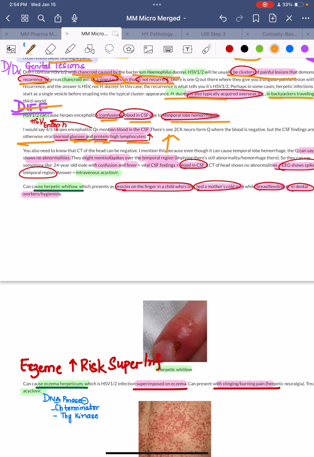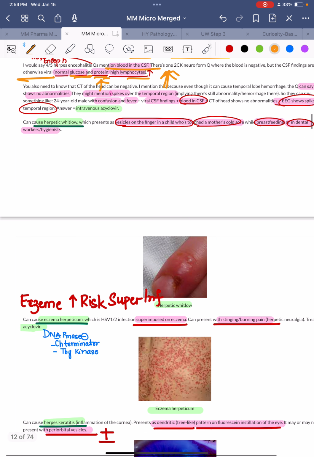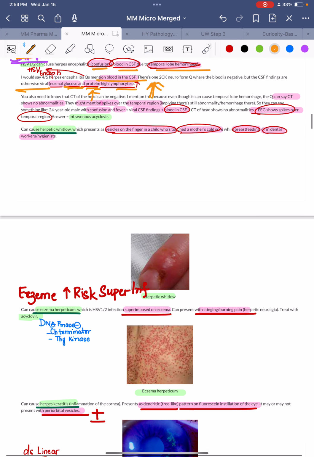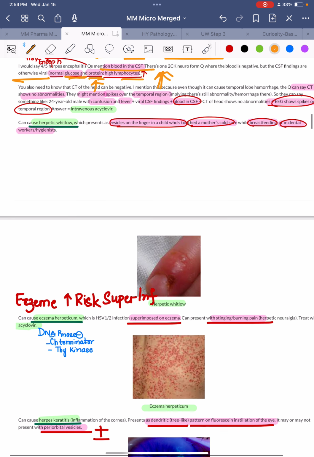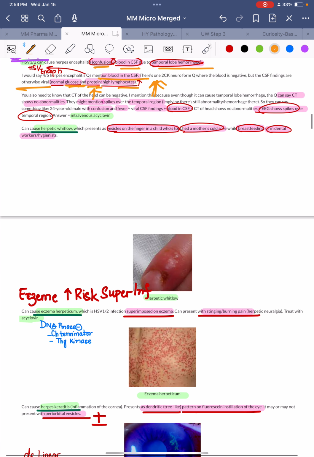We know that in bacterial infections the glucose might go down and the protein will be high, and protein can be a little bit high in the viral infection, but the most important thing is that they have lymphocytosis, and the characteristic feature of blood in the CSF is just characteristic of herpes encephalitis. If you see that, you can be sure that 4 out of 5 times it is herpes encephalitis. And another clue that they can give you is that they have spikes over the temporal region, and of course that's showing that there is some sort of temporal hemorrhage going on.